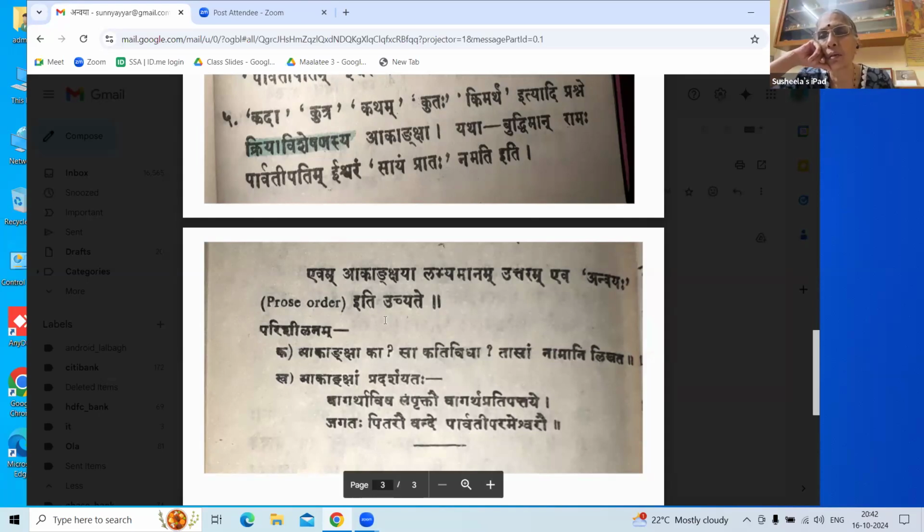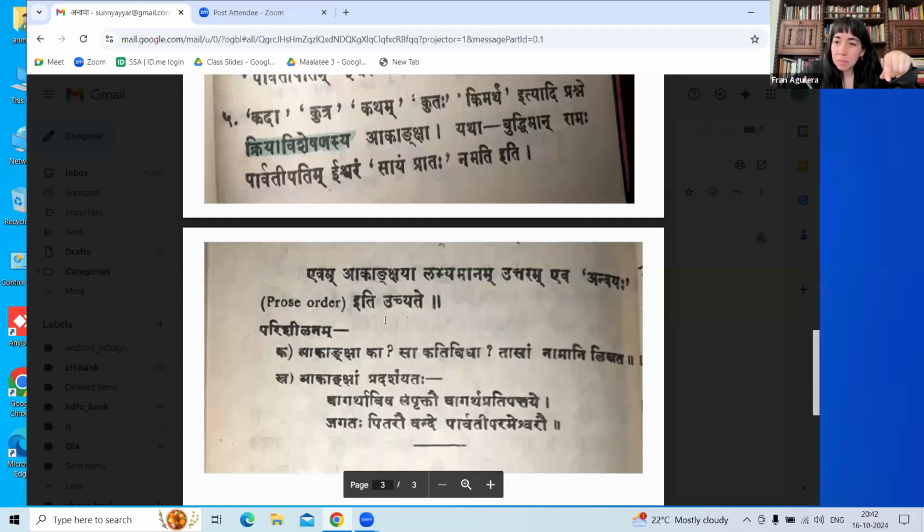Vagartha iva samprukta. If we ask Kidrishau Parameshwarau, it would be incorrect. The correct question would be Kidrishau Parvati Parameshwarau. For that, the answer would be Jagatah Pitarau. What type of Parvati Parameshwarau? The parents of the world, of the Jagat.